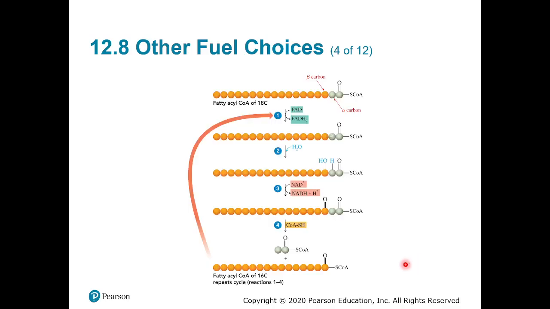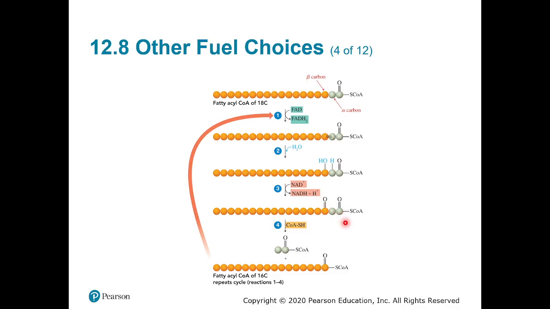Right here we have some pictures to make this hopefully a little bit clearer. And so what we see here is our fatty acyl-CoA with 18 carbons. We do that first oxidation here to get a double bond. The hydration right here to get the OH. Then we do the next oxidation right here, and we get our double bond on the carbon oxygen.